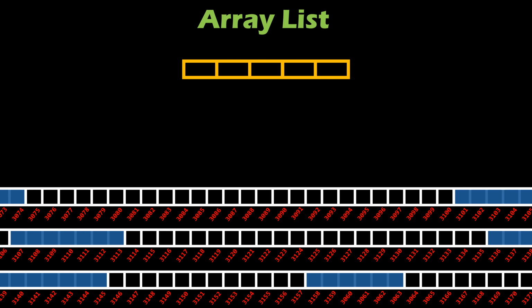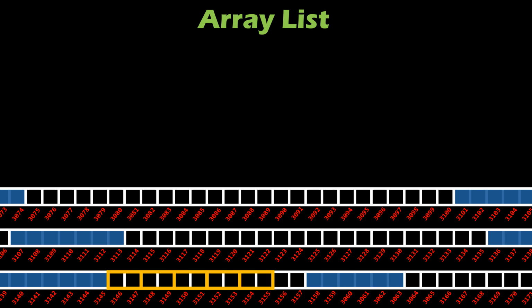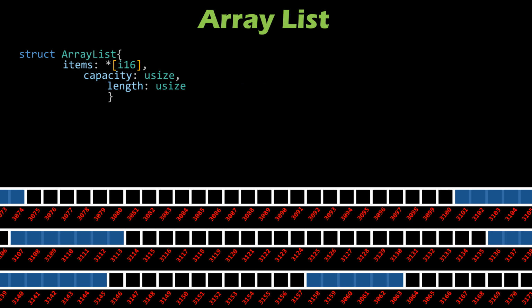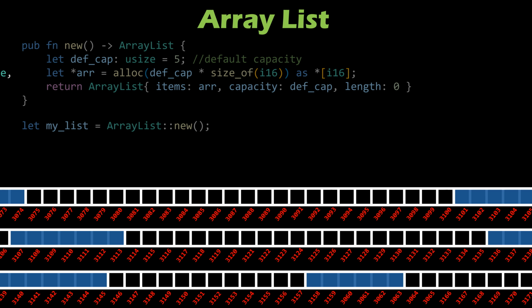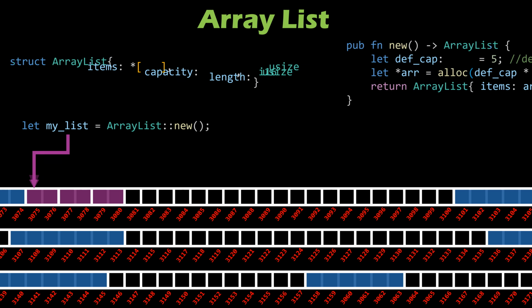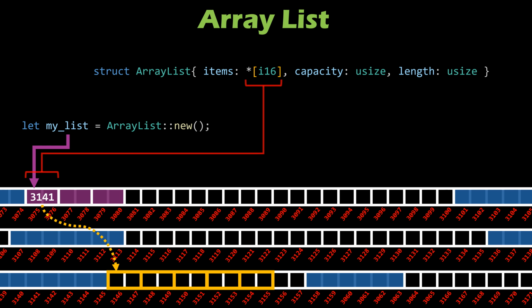Here's where ArrayLists come into play. As the name suggests, we still use arrays, but in a smarter way. Instead of just holding a reference to an array, we create a data type that includes that reference, plus additional information about the array. When created, this data type allocates memory for an empty array.